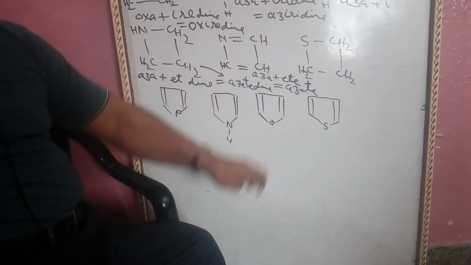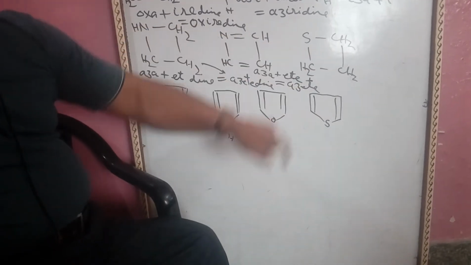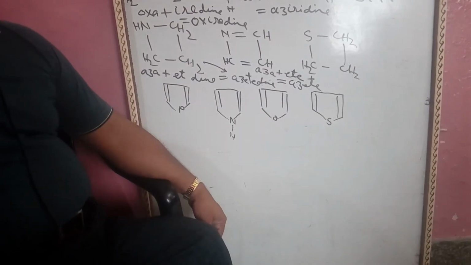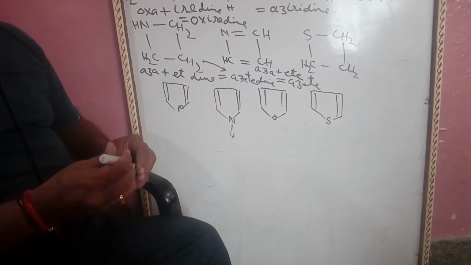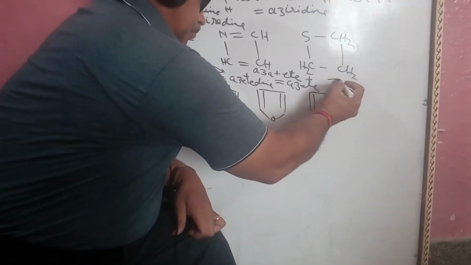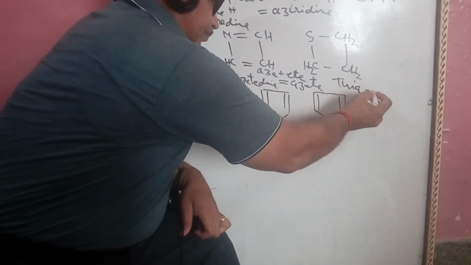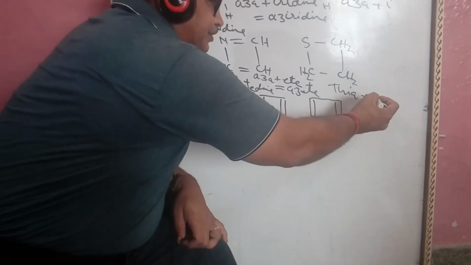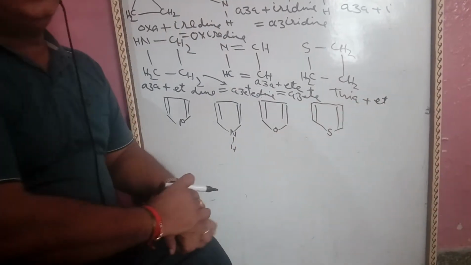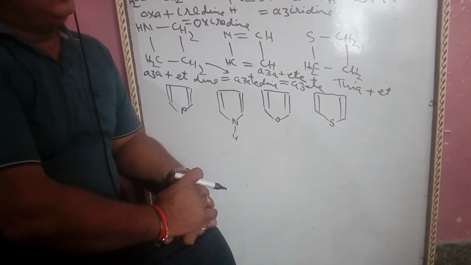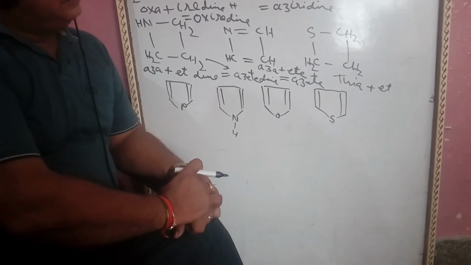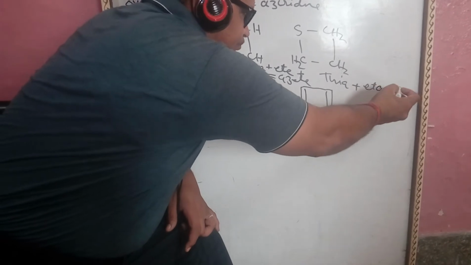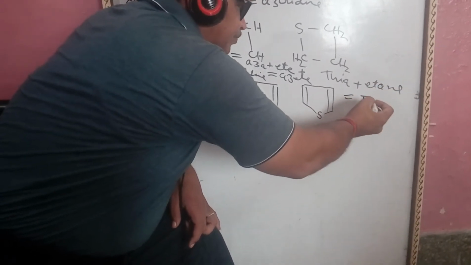Now we can take this example. In this case, the ring is four-membered and the heteroatom is sulfur. So the prefix for this compound will be thia. The ring is four-membered, so the stem is ete and the suffix will be ane, which is made from the stem, so the name will be thietane.